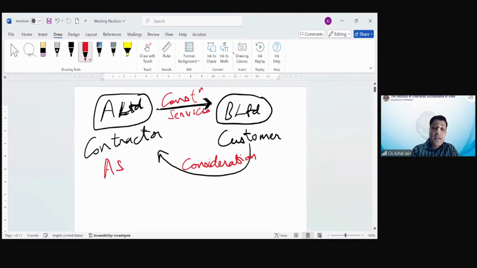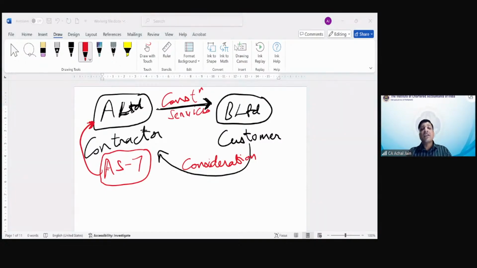So that's why AS7 will apply to which party? Tell me. A Limited. Why? Because it's A Limited which is recognizing the revenue. Shweta says A Limited. Yes, of course. So if you look at the applicability of AS7, what do we need to begin with? We need a contractor to begin with.